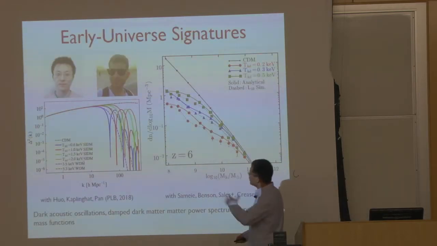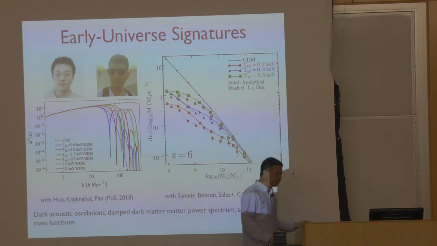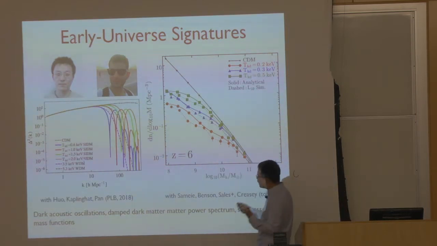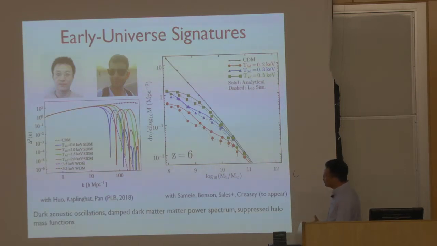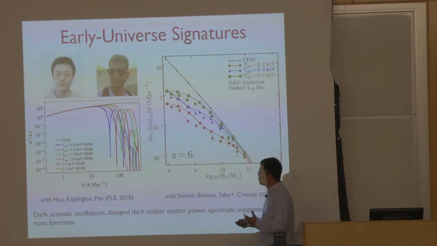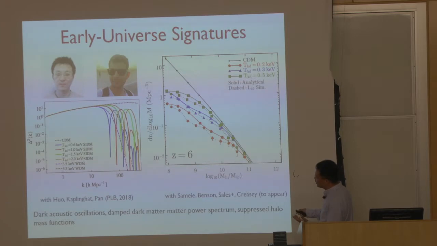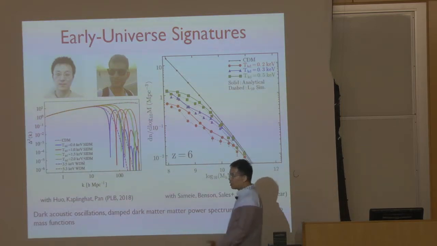Then you can ask, what are the early universe signals? In these kinds of models, if you are slightly open-minded, you realize the power spectrum, which measures the clustering of the dark system or dark matter halos, can actually be changed easily. So this is CDM. If the dark matter can couple to something, like dark radiation, in this kind of model, it's more natural to expect those oscillations. And this is called a dark acoustic oscillation.